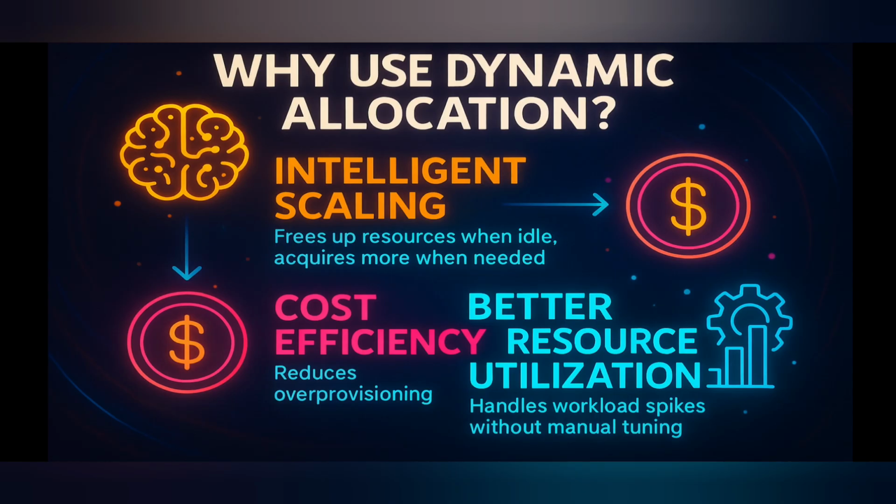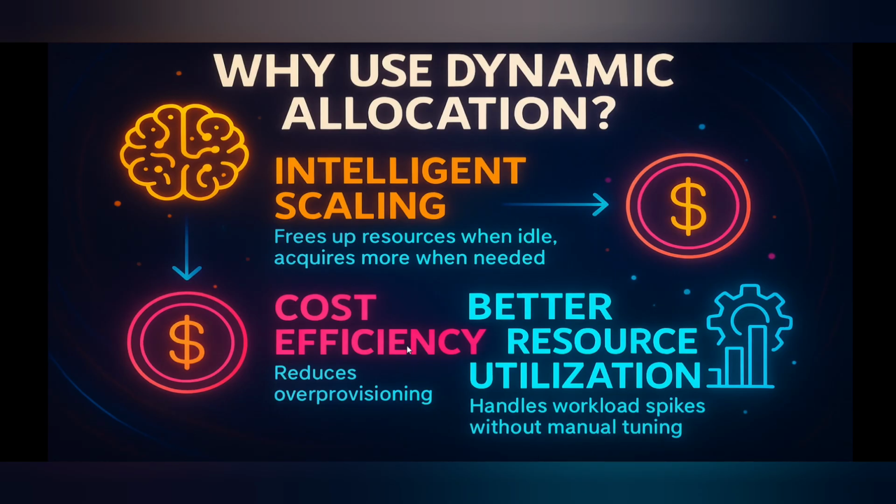And suppose your tasks are getting queued. All the other executors are busy, and your tasks start getting queued. If your task is waiting in the queue more than 2 or 3 seconds, you can specify that time in seconds. In that case, if you're using dynamic resource allocation, your Spark job will automatically assign another executor. That is why it's called intelligent scaling. It frees up resources when idle and acquires more when needed.